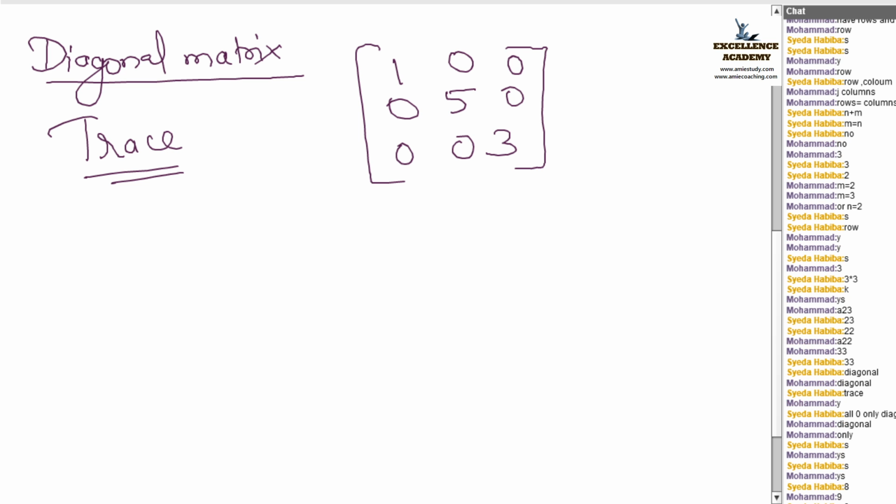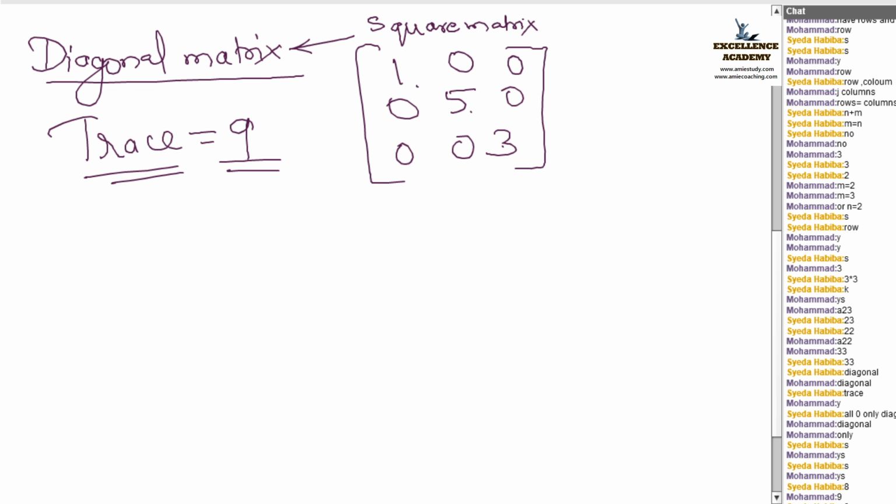Yes, trace is nothing but the sum of these things, isn't it? For 1 plus 5 plus 3, therefore it is 9. Sum of diagonal elements. Okay. Now next we will define. So first we have defined square matrix, and next we have defined diagonal matrix, isn't it? So we have seen that a diagonal matrix is a square matrix.